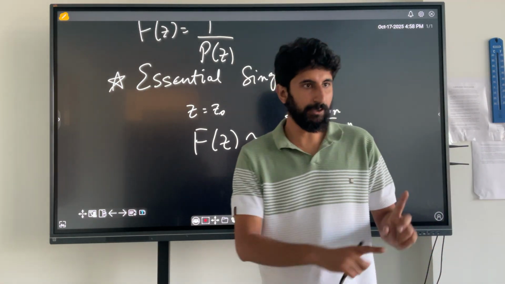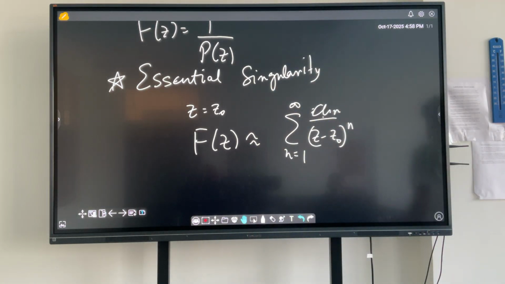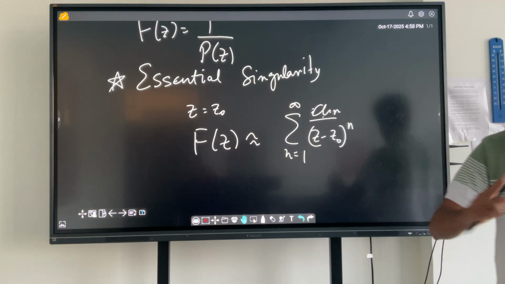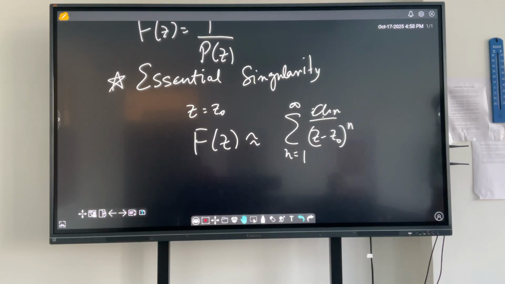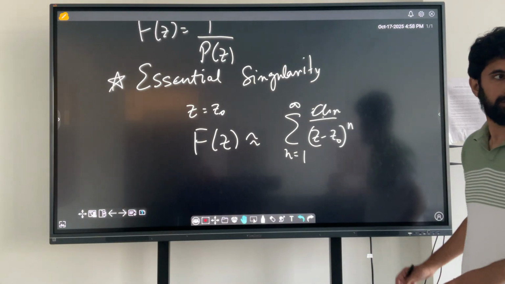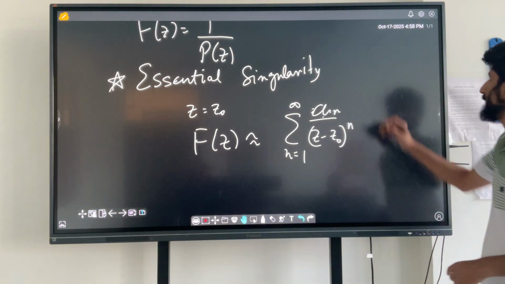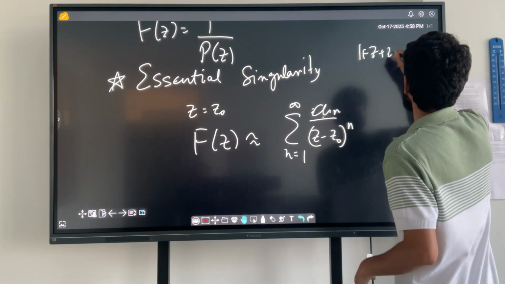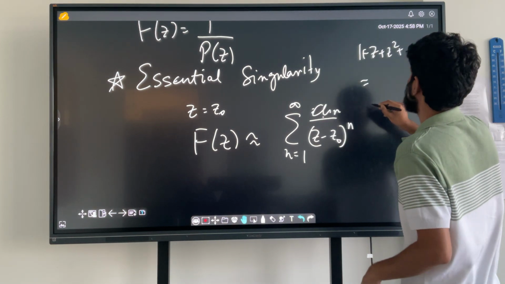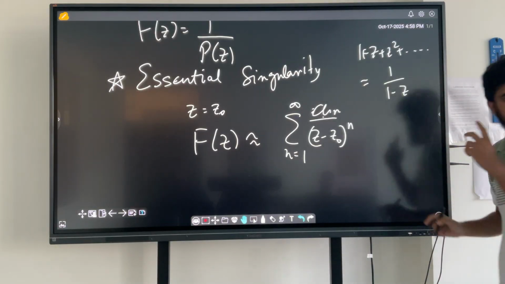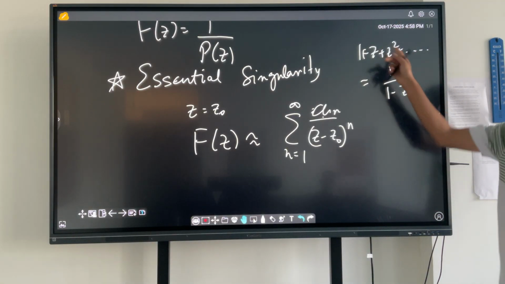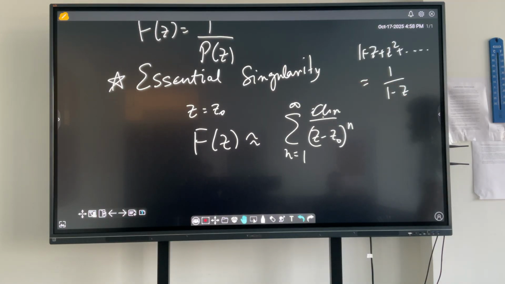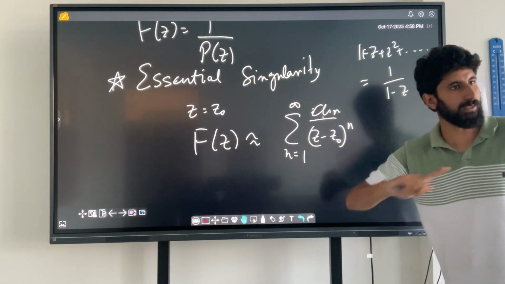If you add 1 plus z square, it's a polynomial. But if you add 1 plus z square plus z cube and so on, it's not a polynomial. In fact, 1 plus z plus z square plus so on up to infinity is 1 divided by 1 minus z, a geometric progression, provided the magnitude is less than 1. It's a completely different thing.